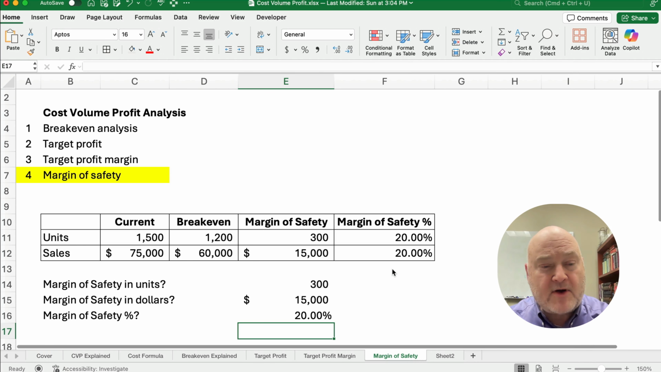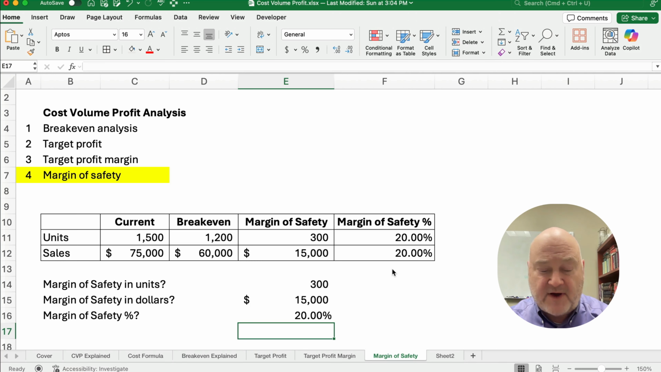So that's how you do margin of safety in the cost volume profit analysis. Check out the playlist, and you'll see how you work all these types of problems, including break-even analysis.